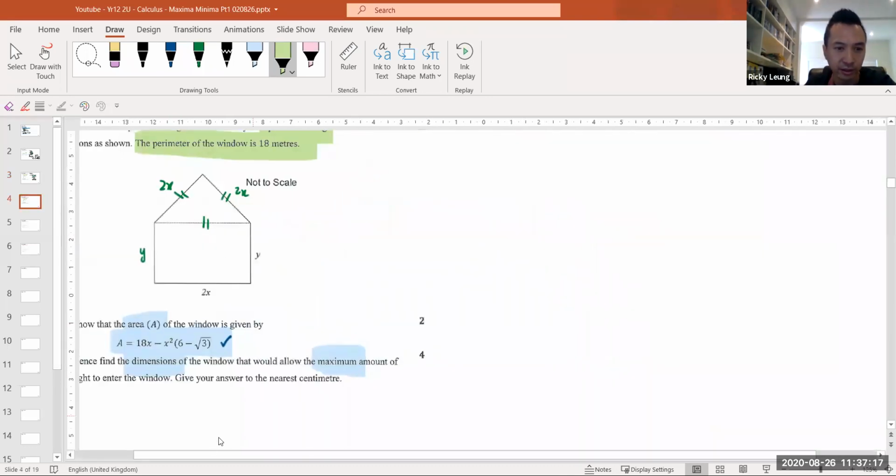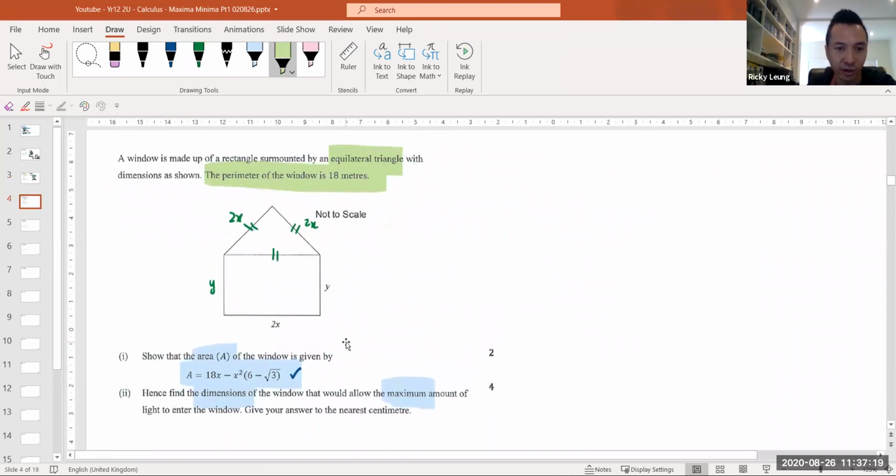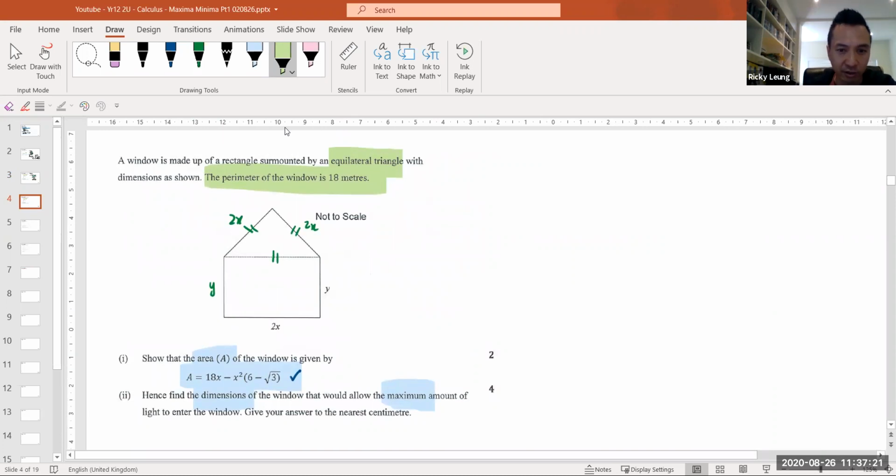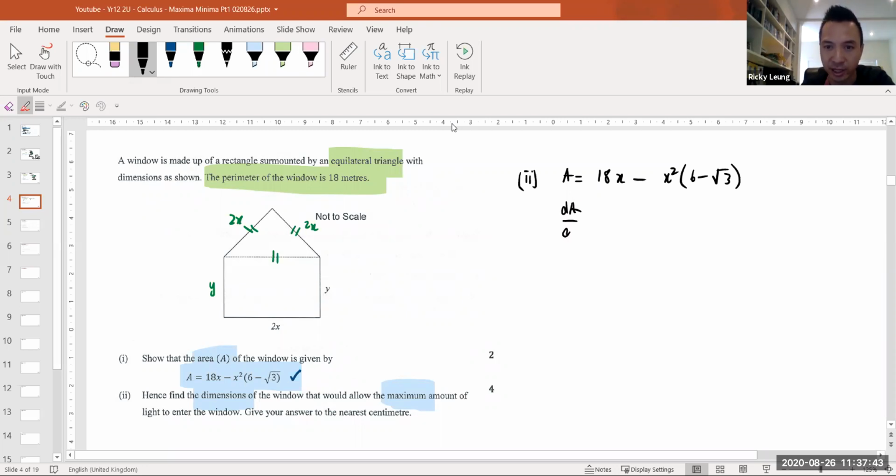All right, now let's answer the question. It wants me to find the maximum amount of light that would allow, so maximum area basically, right? So part 2, very straightforward. I got A equals 18x minus x squared times some sort of constant, right? So don't be confused by this bracket. It's just a constant. So then dA on dx, very simply is that.